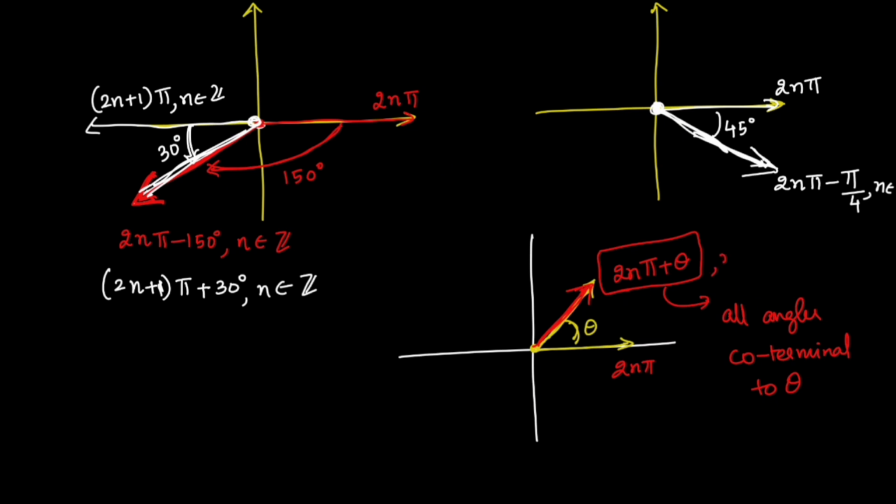So 2n pi plus theta, once again it is not just representing one angle, it is representing infinite angles. How do you get all these infinite angles? By substituting different integers in place of n. What is common for all these infinite angles? The terminal position would be the same as that of theta.